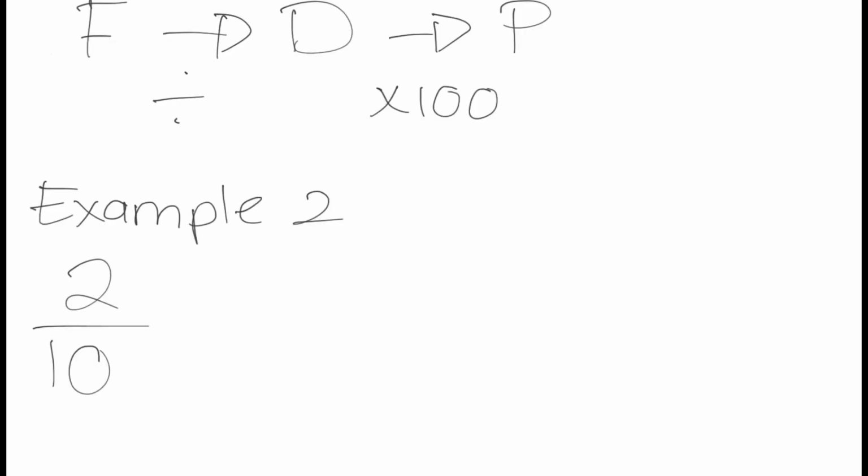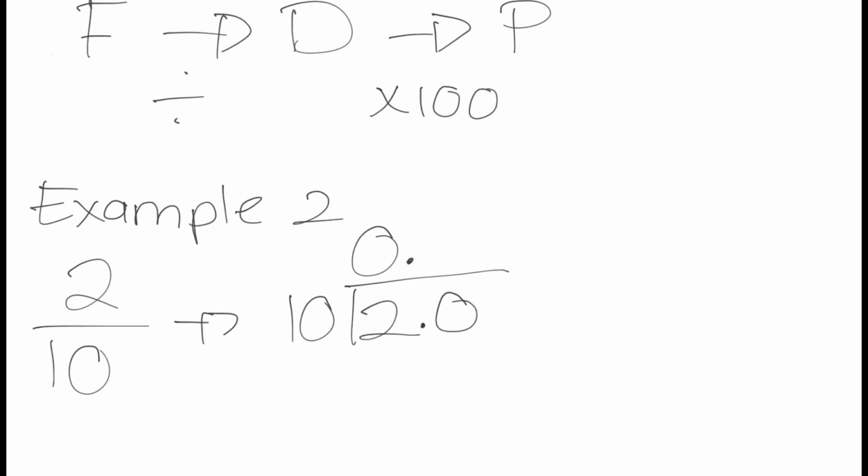Example number 2, 2/10. We're going to divide 10 by 2. Once again, it's not divisible, so we're going to put our 0 and add our decimal points top and bottom. Add our 0 after the decimal point at the bottom, move the 2 over to give us 20. 10 into 20 goes 2 times, which gives us 0.2. So 0.2 is our decimal.